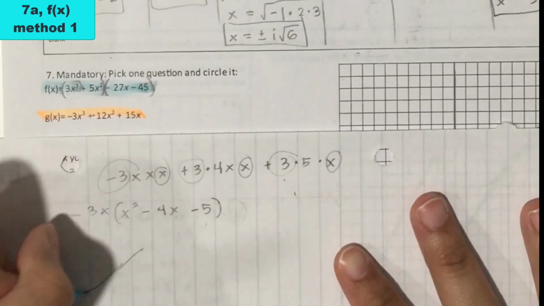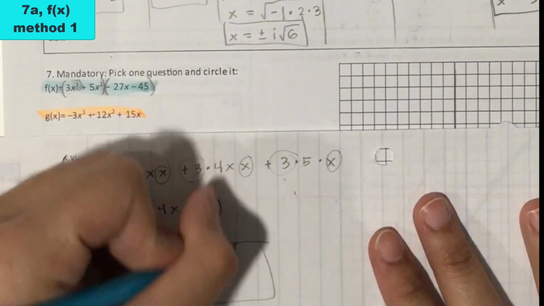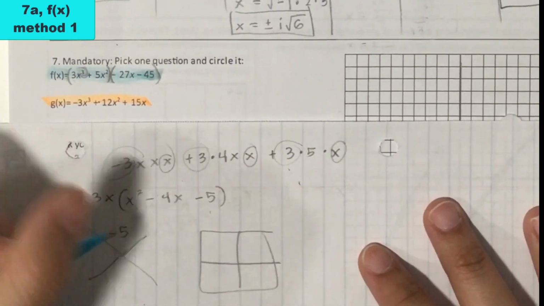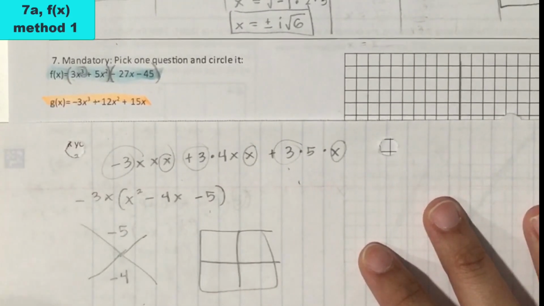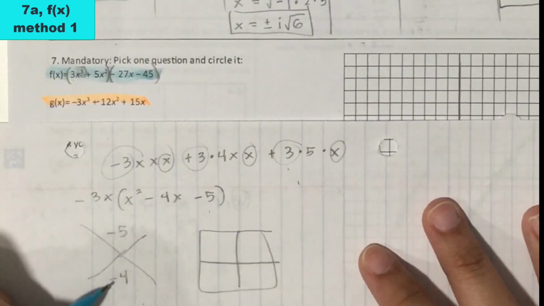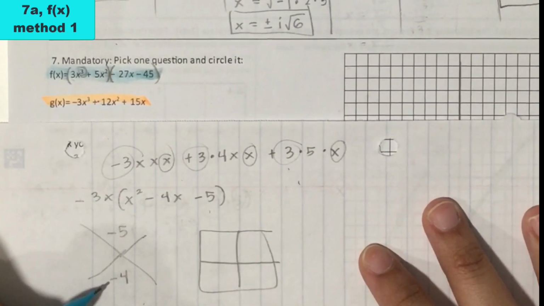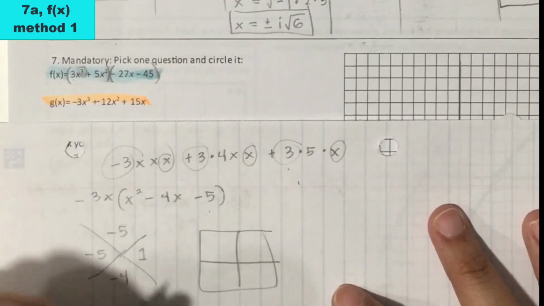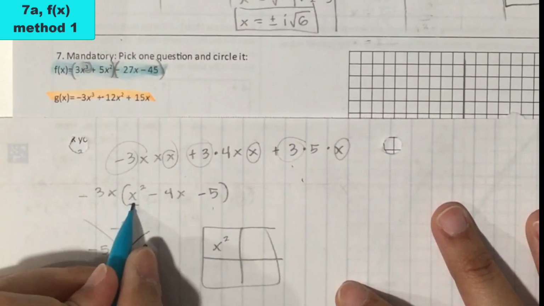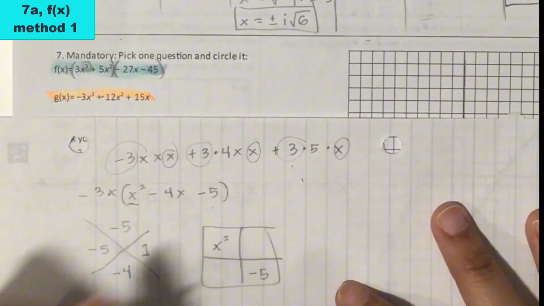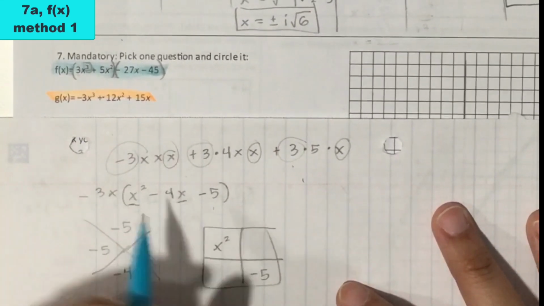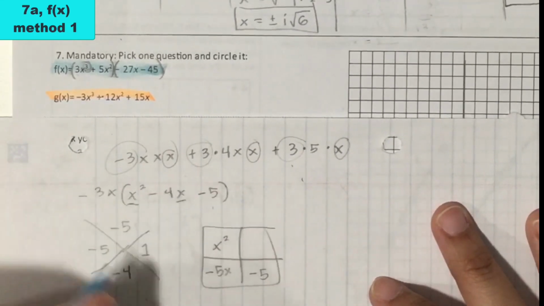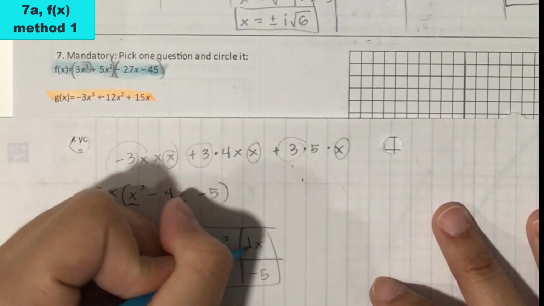Then we can use x box again. So 1 times negative 5 is negative 5. Negative 4 goes here. Two numbers that multiply to be negative 5 but add up to be negative 4 is negative 5 and positive 1. So when we write them inside the box, it's x squared, and negative 5 goes here. Negative 5x, because the variable of this term is x, negative 5x, and 1x, or just x.